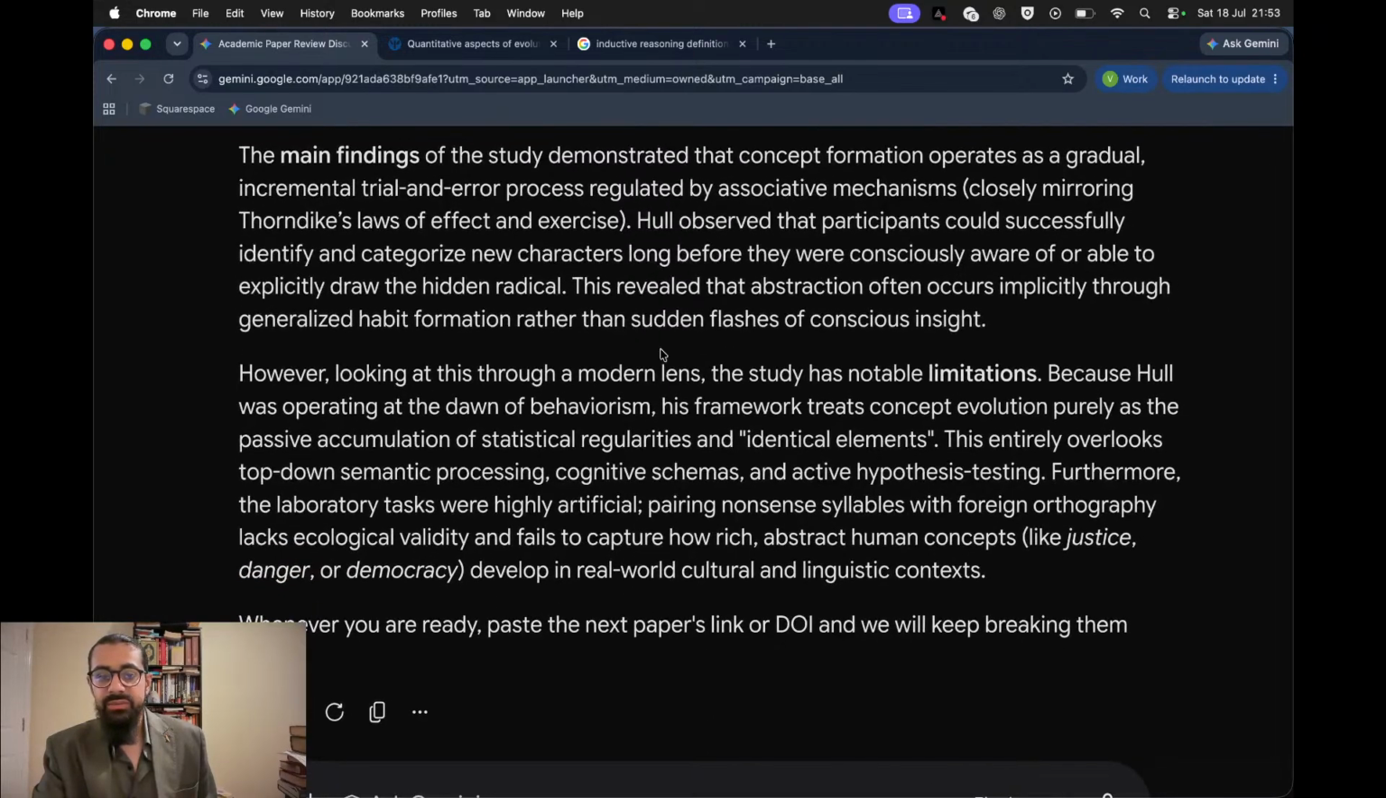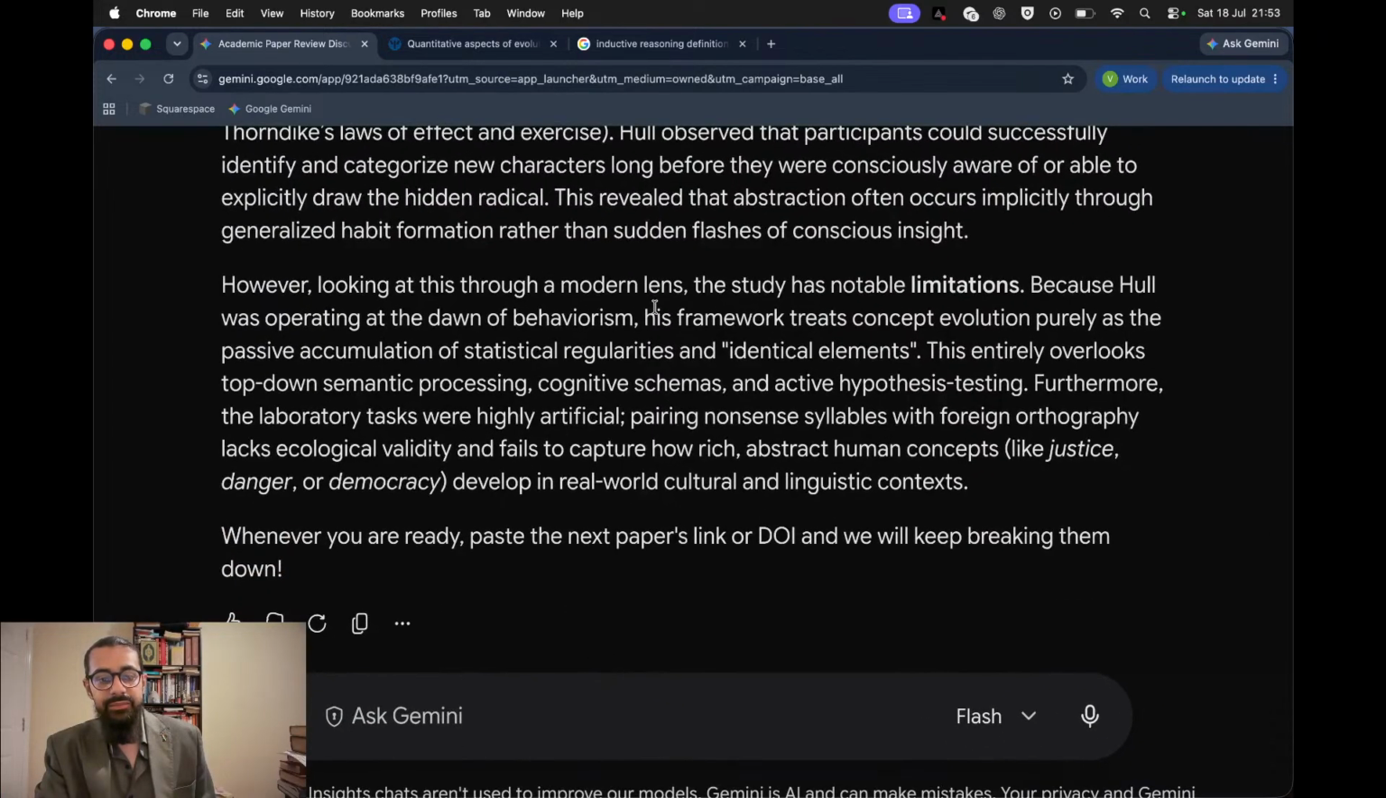The main finding of the study demonstrated that concept formation operates as a gradual, incremental trial and error process regulated by associative mechanisms, closely mirroring Thorndike's law of effect and exercise, like in the cat study. Hull observed that participants could successfully identify and categorize new characters long before they were consciously aware of, or able to explicitly draw, the hidden radical. This revealed that abstraction often occurs implicitly through generalized habit formation rather than sudden flashes of conscious insight.